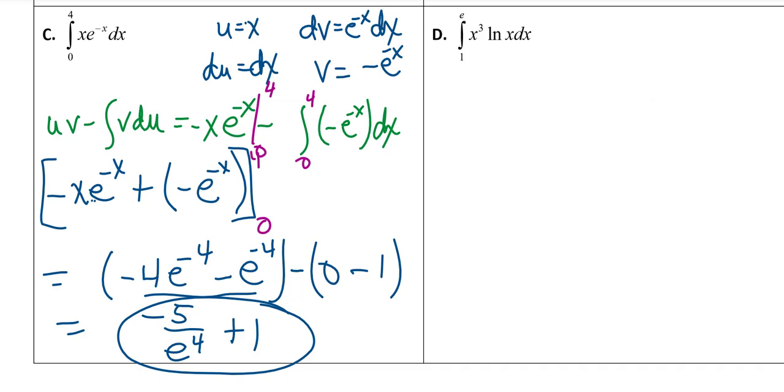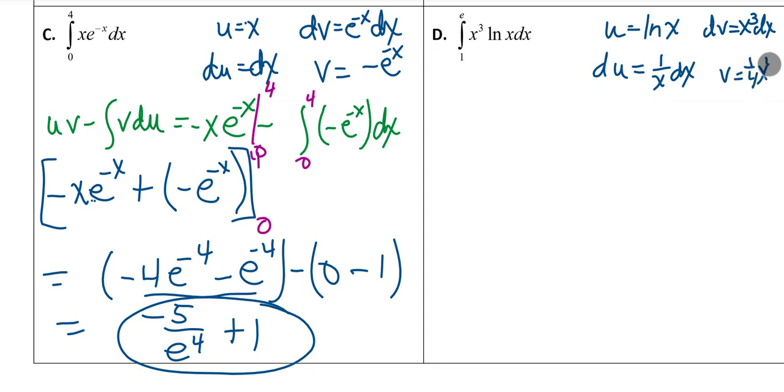How to decide here which one? Remember our LIATE, so we're going to let u equal ln of x, because in our LIATE, logarithmic comes before algebraic, and dv is going to be x to the 3rd dx. Okay, so taking the derivative of ln of x to get our du, we get 1 over x dx. And then to integrate x to the 3rd, we get v to be 1/4 x to the 4th.